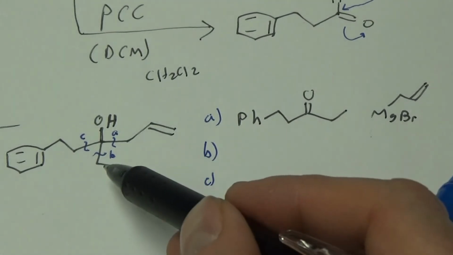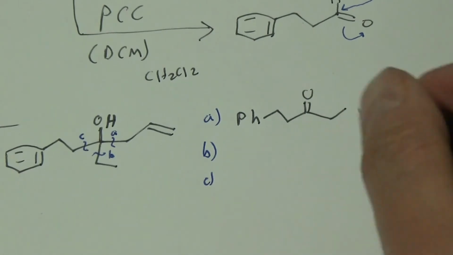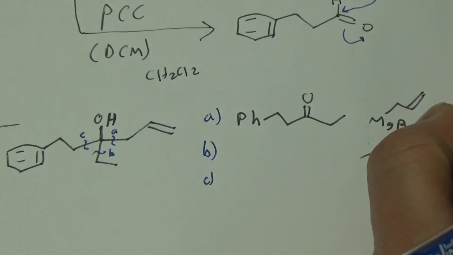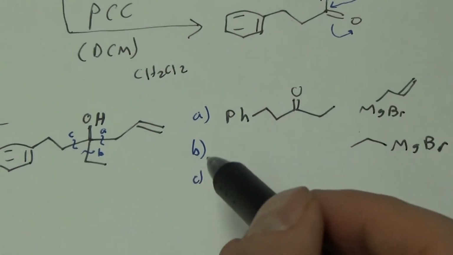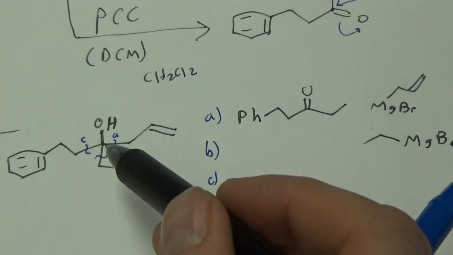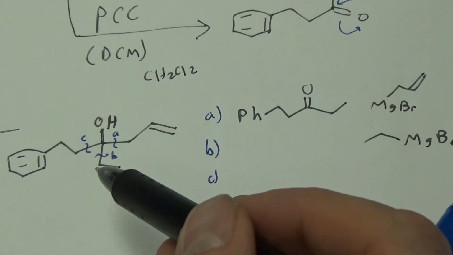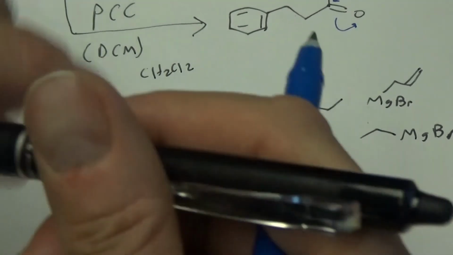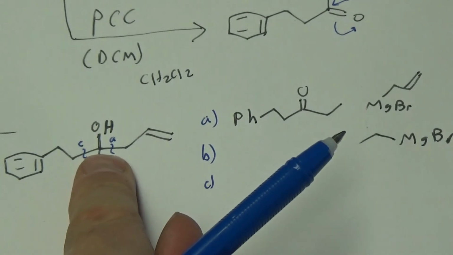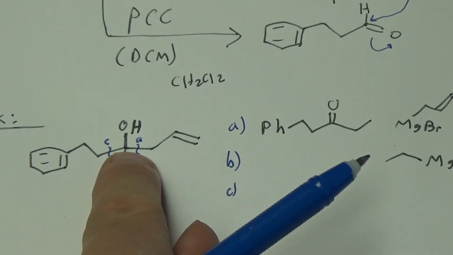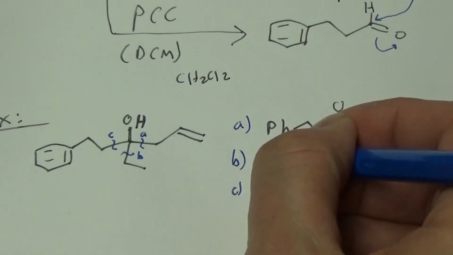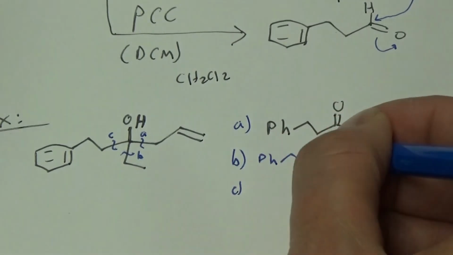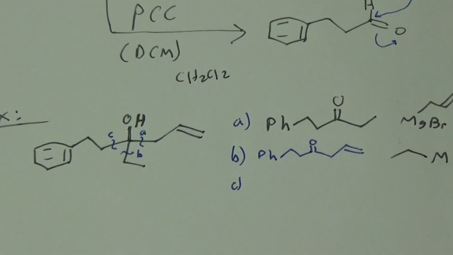For B, it looks like it's ethyl Grignard, right? And then the top part is all the ketone. So the top part being everything else. Okay, assume that's a ketone now. And it looks like phenyl, see that?